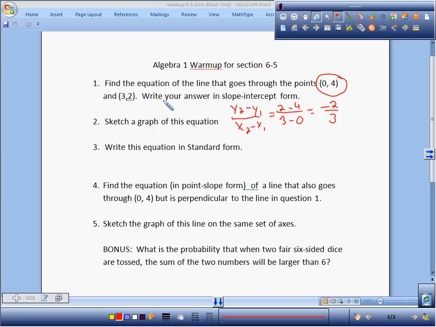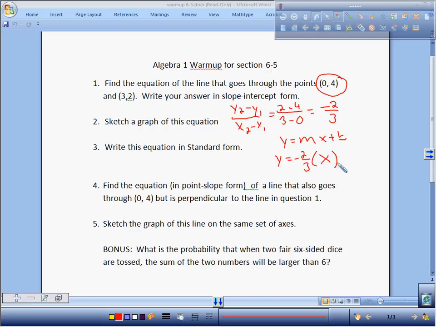So plugging into slope-intercept form, which is y equals mx plus b. You might want to write this down since we're having a quiz exactly like this tomorrow. So, y equals mx plus b. You're going to plug in m, which is negative 2/3, and x plus what? 4. And that's your equation. Any problems with that? Problem with that, Alex? Okay.